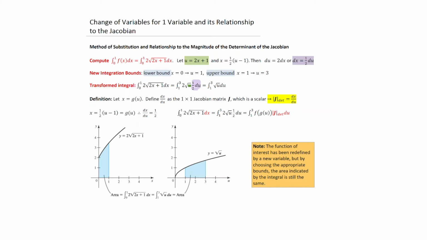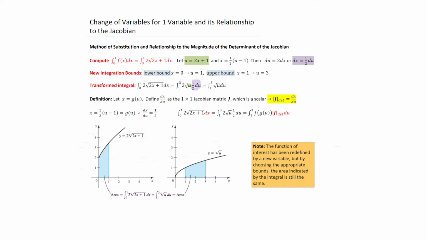So we're going to use a method of substitution and the relationship to the magnitude determinant of the Jacobian here to make that connection. And so we start by computing the integral of f of x dx from 0 to 1, where f of x is 2 times the square root of 2x plus 1. And a figure of this particular integrand is what you see over here. And so we're interested in computing the area that's shown in blue here.